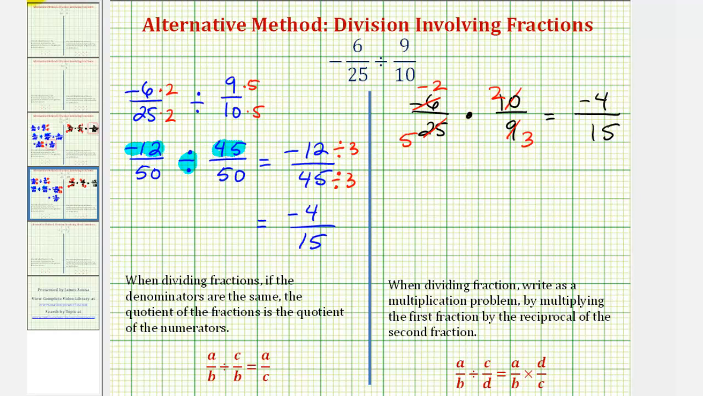So of course, whichever method we use, the quotient is the same. So it's up to you to decide which method works best for you. I hope you found this explanation helpful.